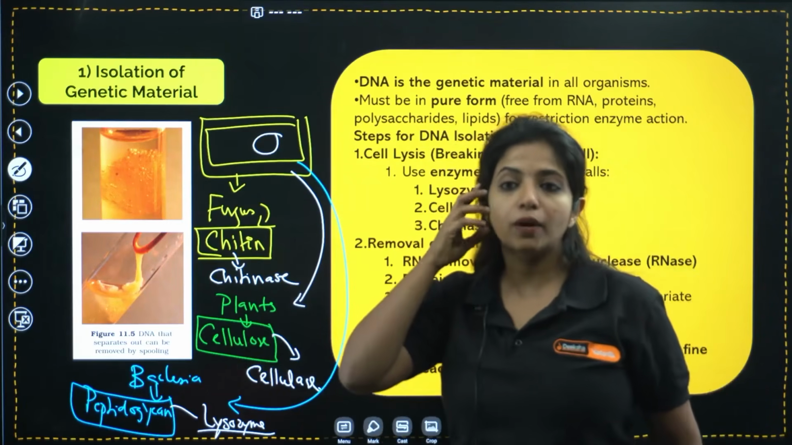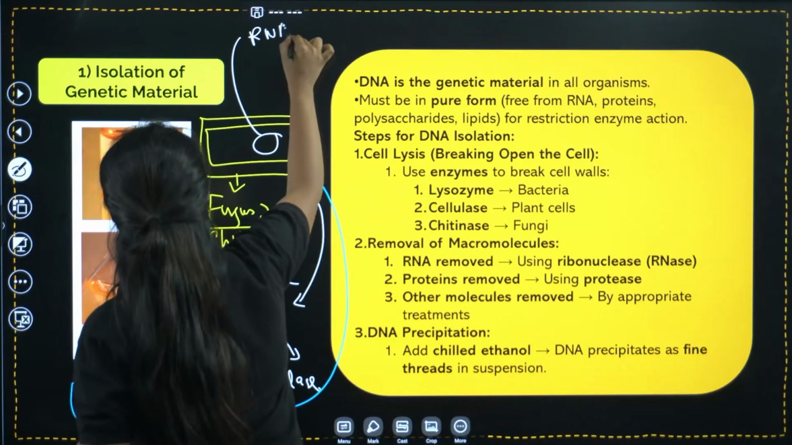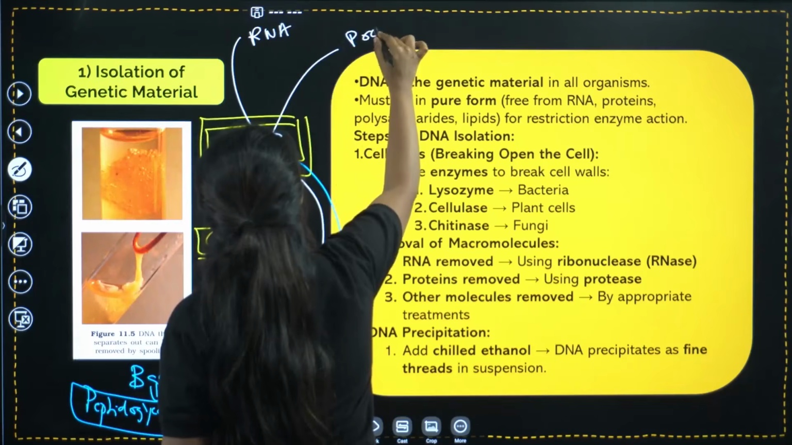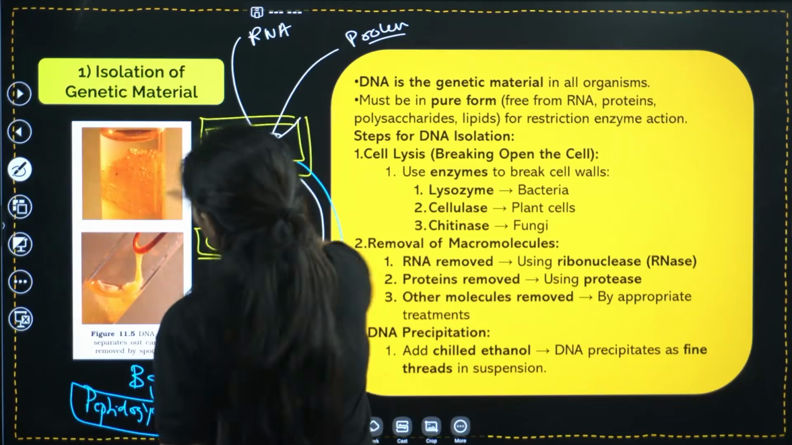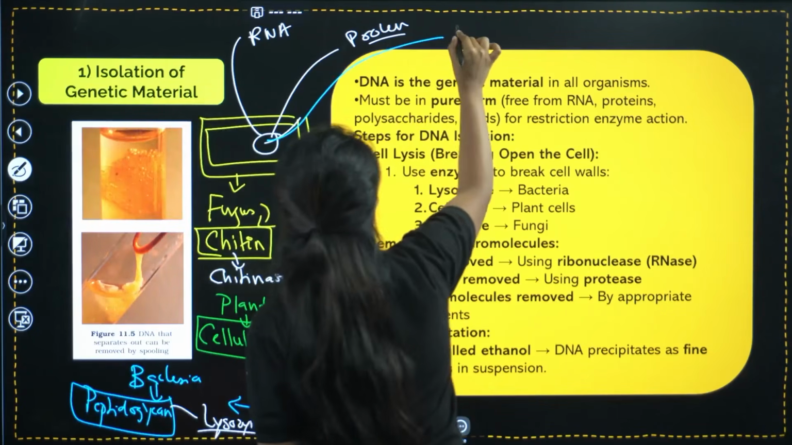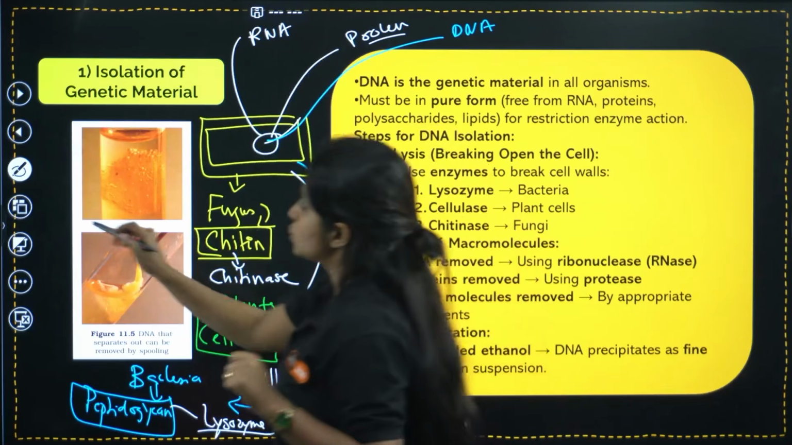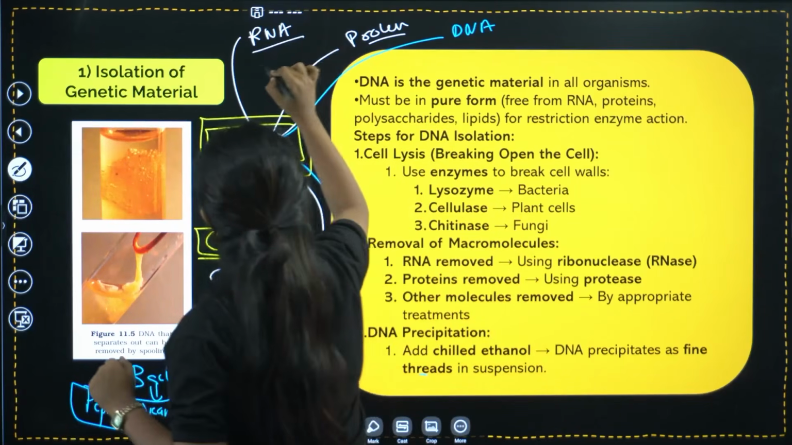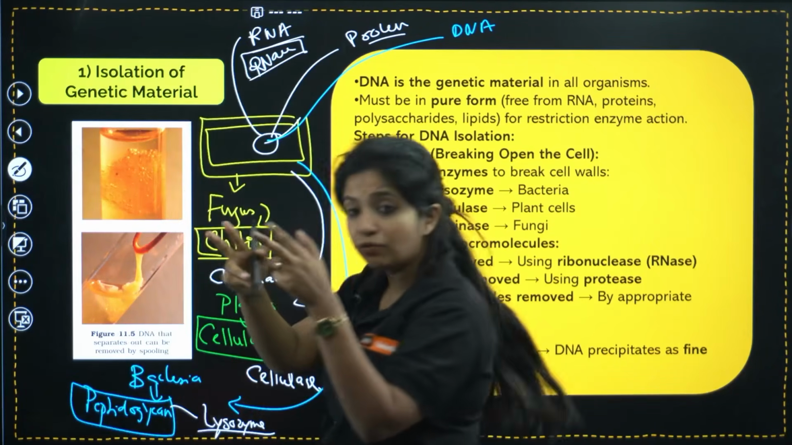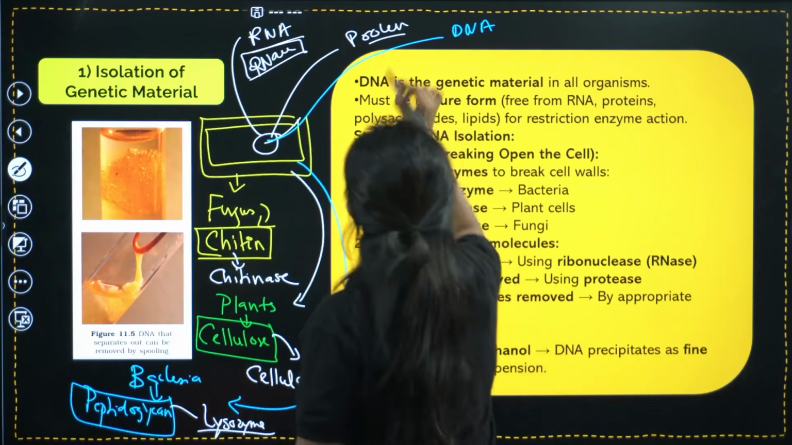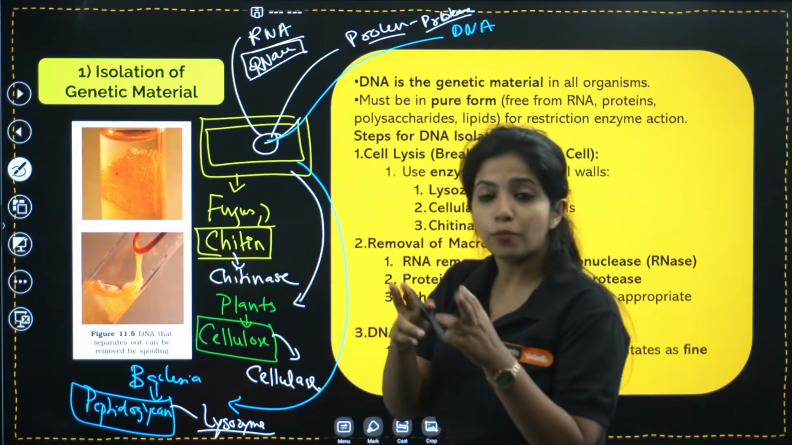Now when you talk about the nucleus, my dear children, inside it you have two things: RNA and protein. Apart from these, the thing that we need is the DNA. So we do not need these two, right? If you want to cleave the RNA, you have RNase, which cleaves the RNA because we do not need it. What about proteins? If you want to cleave them, you have protease.